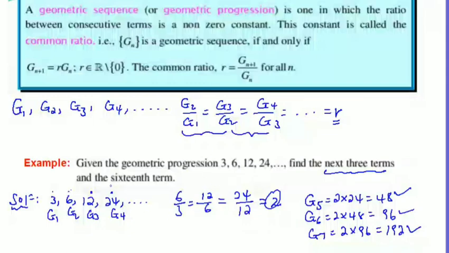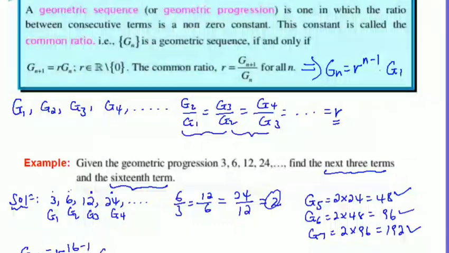The other question is, we are asked for the 16th term. The 16th term can be obtained by listing all the terms, but that is time-consuming. So we need a formula to calculate the 16th term. The formula for the nth term of a geometric sequence is r to the power of n minus 1 times the first term. Therefore, the 16th term is r to the power of 16 minus 1 times the first term.